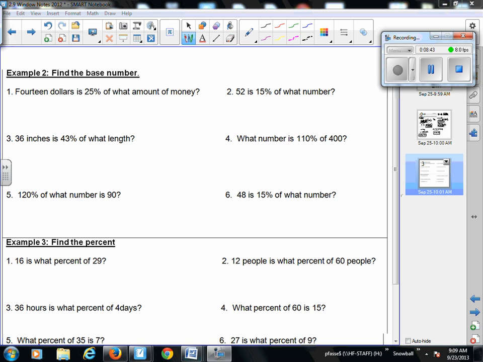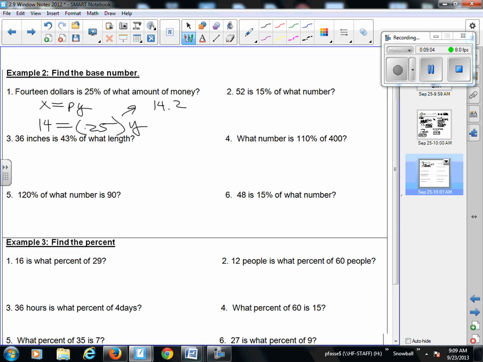Okay, for this, we still are using the same equation, relating two numbers by percentages. x equals py. $14 is, they give us the x, $14 is our equal sign. 25% is 0.25 of what amount? We don't know y. This is what we're more typically used to looking at. Sorry, let me write it correctly. 14 equals 0.25y.